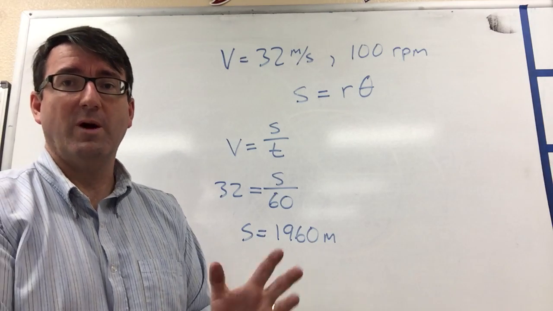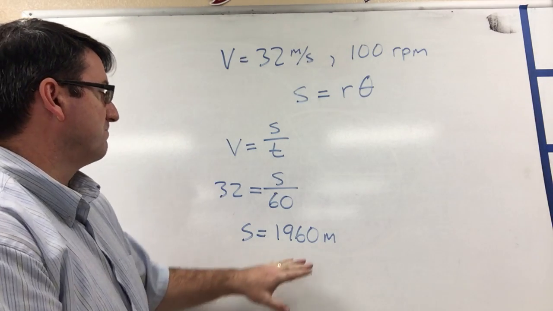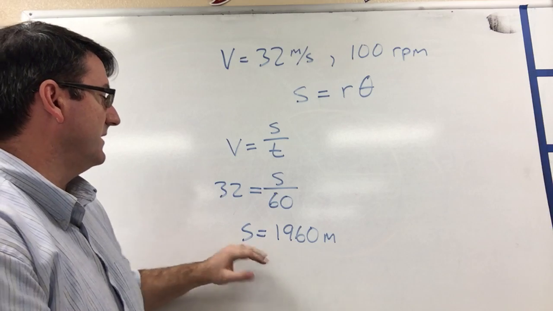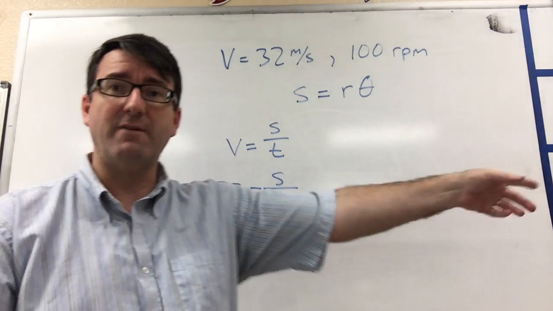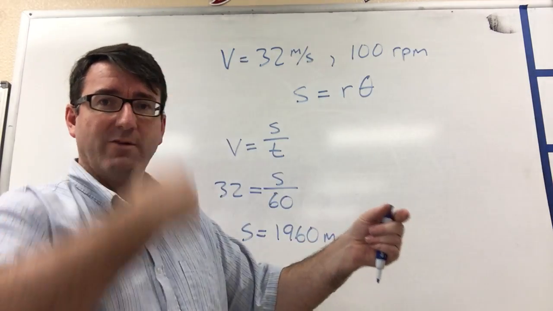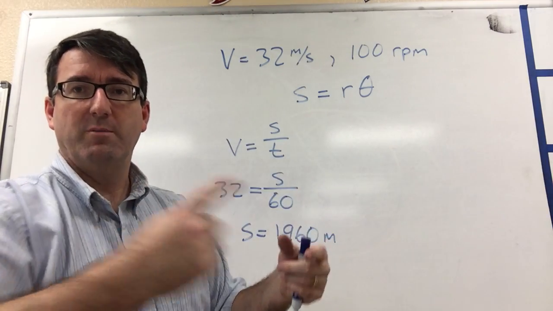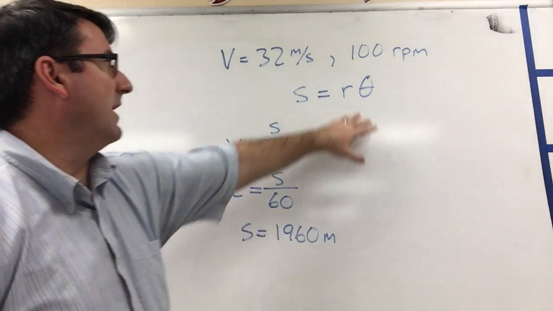So we're going well over 60 miles an hour here. But the important thing here is our arc length is going to be 1,960. If we've traveled that far, imagine taking that 1,960 meters and wrapping it around a circle a bunch of times. That's going to be our arc length.